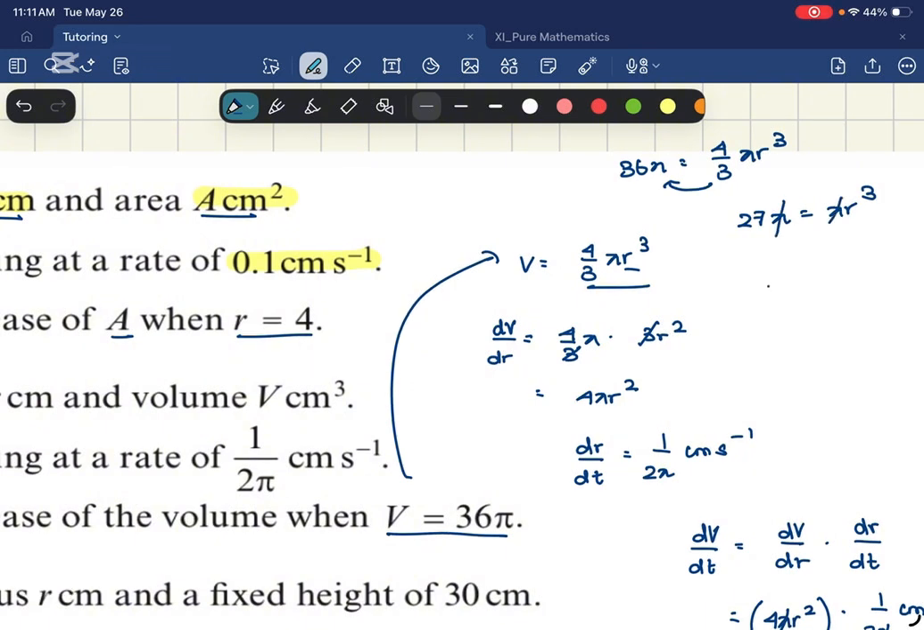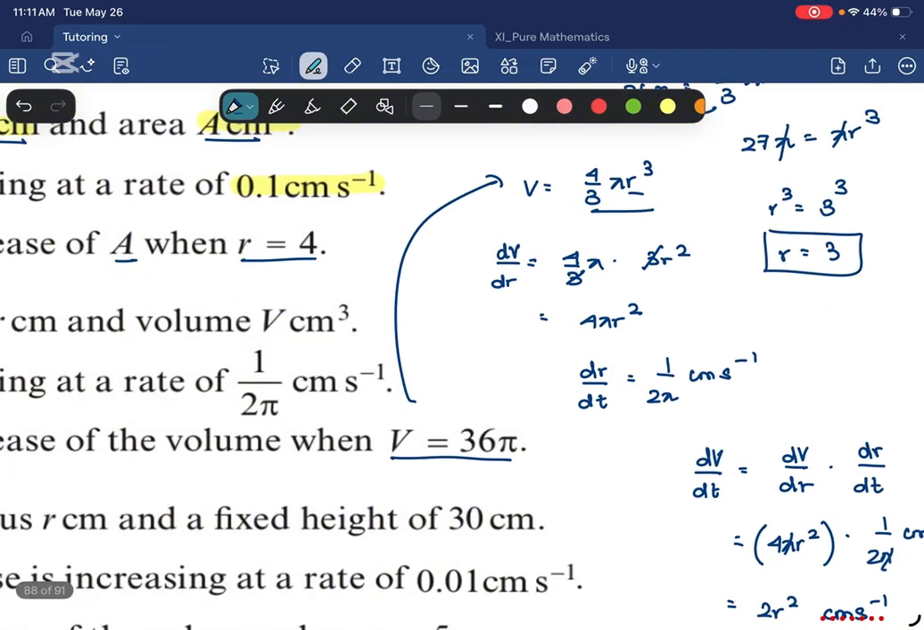And pi will cancel out. So r cubed is 27. And if you take the cube root, you're going to get r is equal to 3, because 27 is just 3 cubed. And no, it cannot be negative 3. Negative 3 cubed is negative 27. It only works when you have an even power, the concept that we talked about once before.